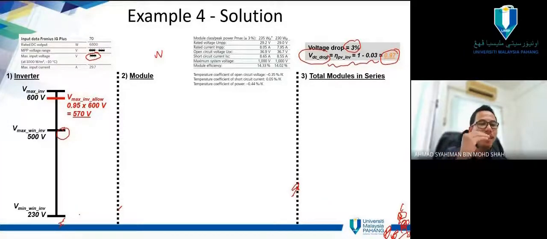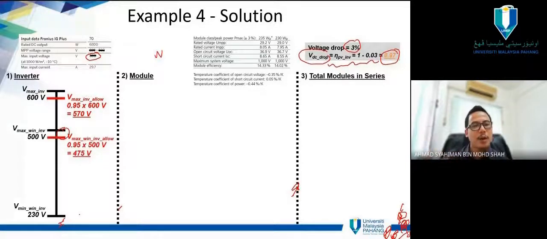Dia overperform. Tapi sebab kita tak ambil proper margin, rugi dia stop. Pasal kita ambil 5%. So 5% from 600, 5% drop from the 600 become 570. Then same case for the next one, maximum untuk window inverter, inverter voltage minimum and maximum, which is the 500 volt. So that 95% for 500 volt give us 475 volt. Betul?